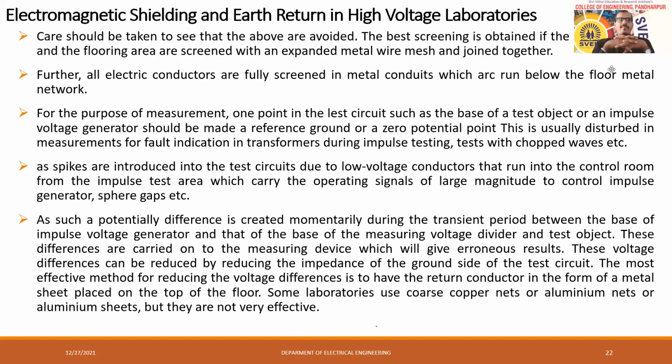Some laboratories have copper nets as well as aluminum nets, or we can say aluminum sheets. In such cases, electromagnetic shielding as well as earth return in a high voltage laboratory takes place. So this is all about unit number 6, the very important high voltage laboratory design and planning.